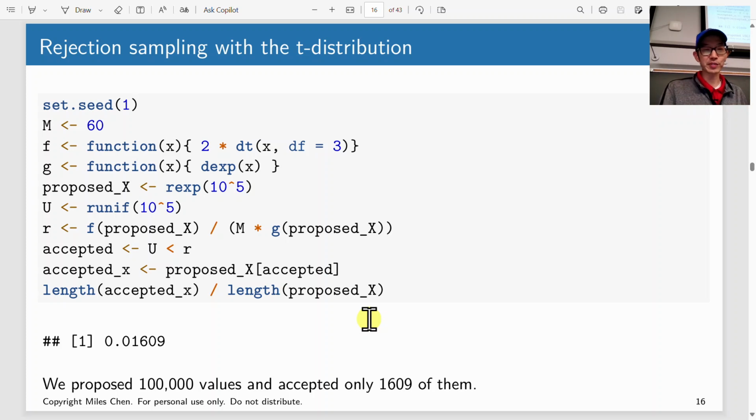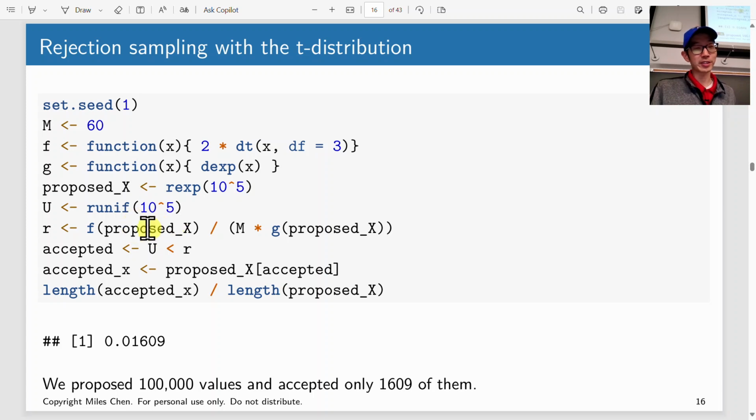So here's some code demonstrating the rejection sampling where I've used m equal to 60, okay? So again, here's my F, and here's the exponential, and I'm going to propose random values from the exponential distribution. We're going to generate random uniform values to decide whether or not to accept or reject.